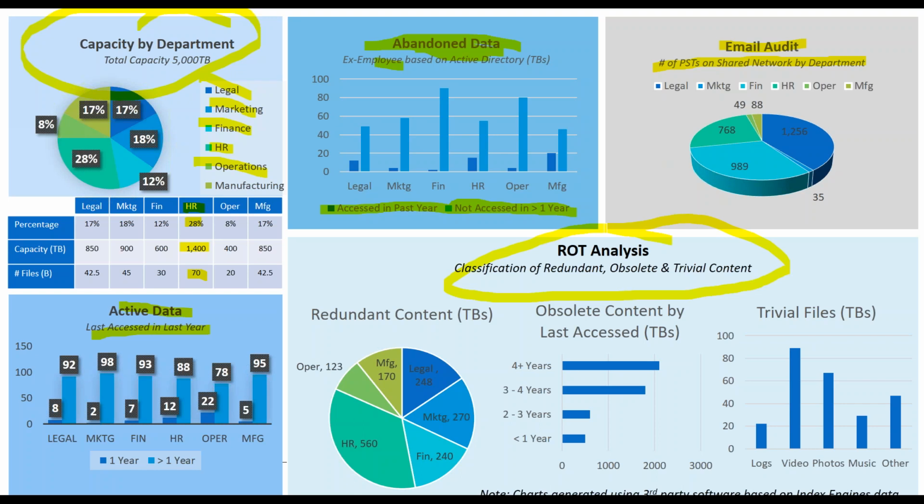And again, these reports are all customizable. So these are sample reports that were created. Your reports would be wildly different or more detailed or more general than this. But looking at ROT analysis, you can look at redundant content by department, obsolete content by last accessed, and you can see the bulk of the data has not been accessed in more than 3 years. Trivial files based on file types like logs, videos, photos, and so on. Again, the output of these reports could be delivered to things like Tableau or other reporting tools on a weekly or daily basis, so you can get time-based series of this content.